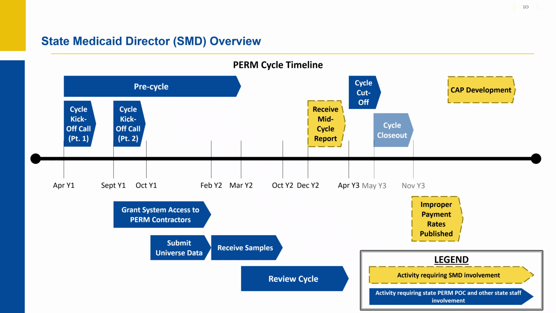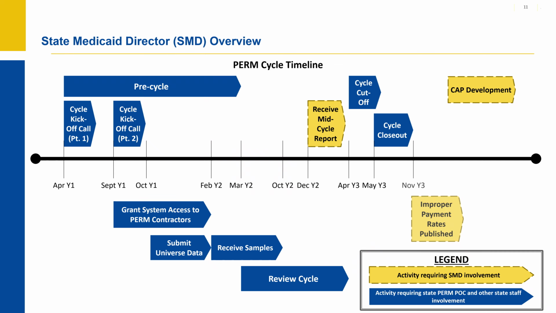From May through November of year 3, the cycle closeout occurs. Within this time frame, the ERC collects the completed data with review results, conducts analyses, and prepares the cycle summary reports, which include the national and state payment error rates and trends associated with the cycle.